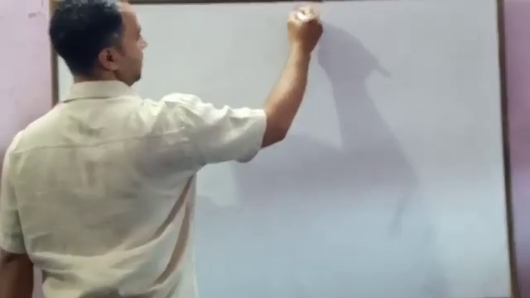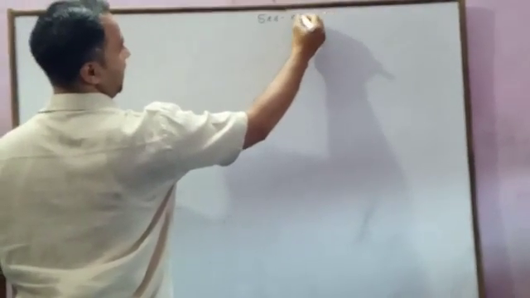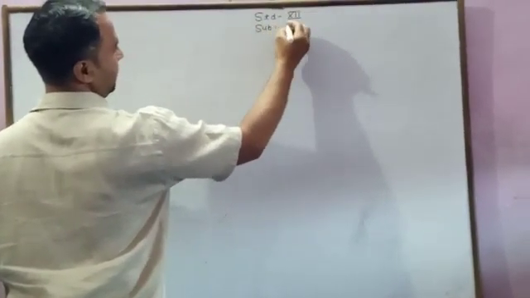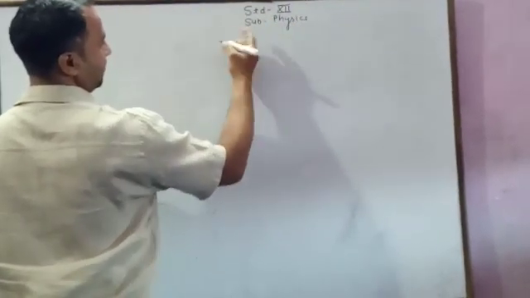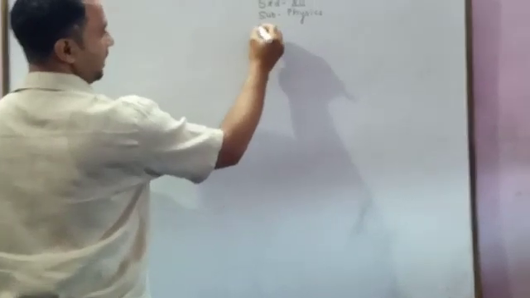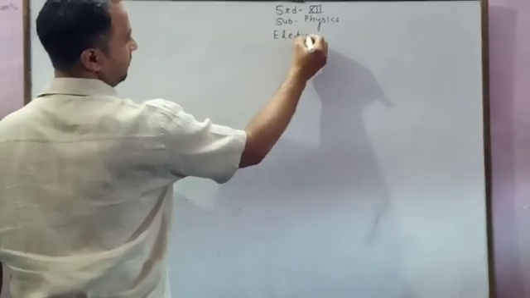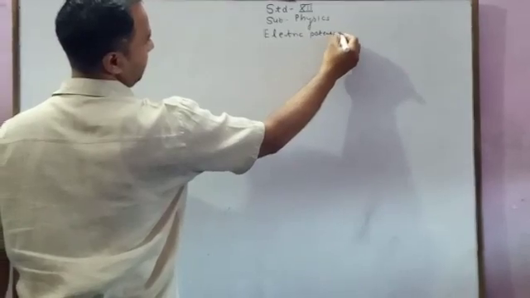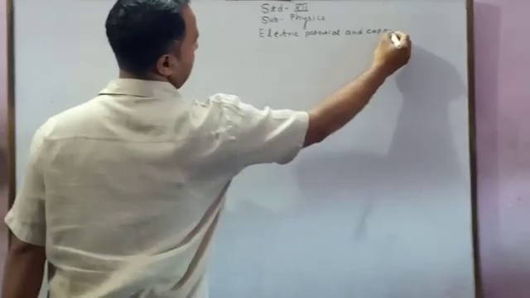Now we have to discuss the standard first. Standard: 12th. Subject: physics. Chapter: electric potential and capacitance.